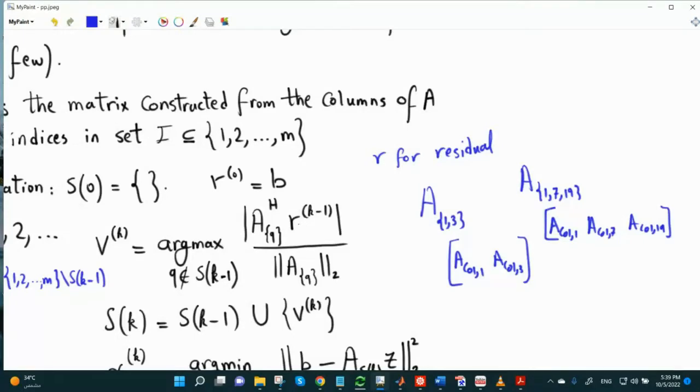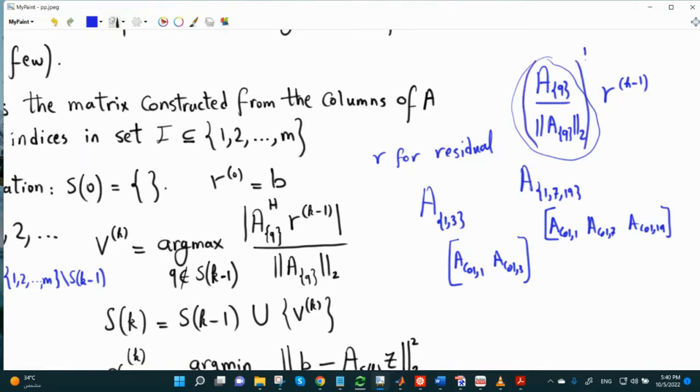So what are we doing? We are here computing the inner product of R of k minus 1, the vector initialized as B, with a normalized qth column of A, normalized by its L2 norm. So this is a vector with an L2 norm of 1. And so we will do the inner product. We'll take this vector and its Hermitian times R of k minus 1, and then we compute the magnitude.